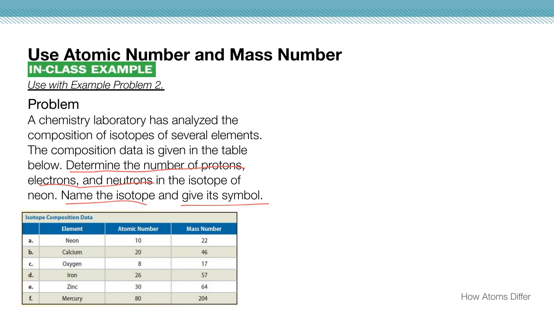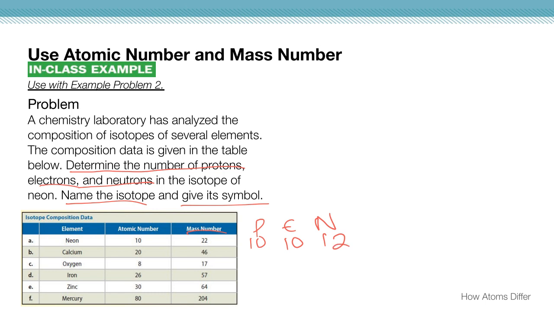So let's start with our neon. And we have an atomic number of 10, right? Remember, atomic number is your protons. So for protons, we'll have 10. And since it's stable, we're going to have the same number of electrons. Now for our neutrons, remember mass number, that's this guy, is our protons plus our neutrons. So if we have 10 protons, that means we're going to have 12 neutrons. There we go. We did the first part.